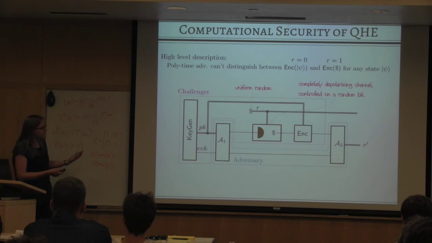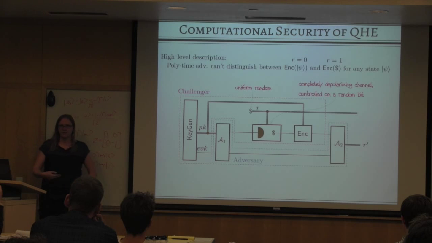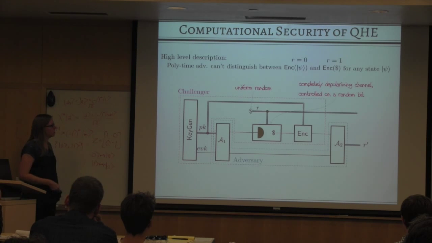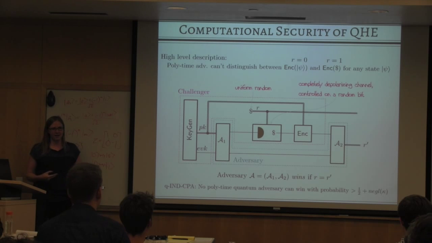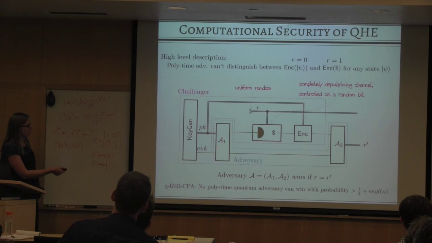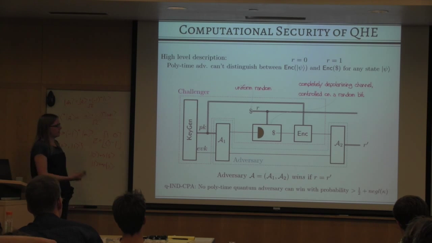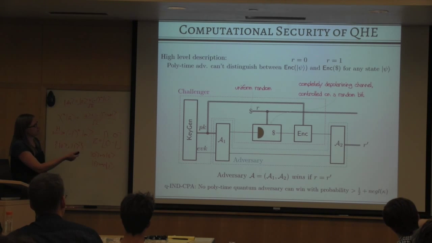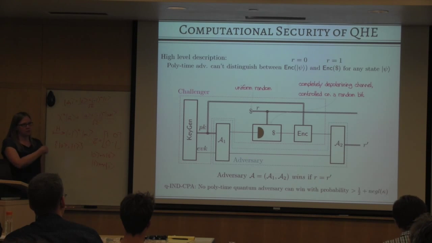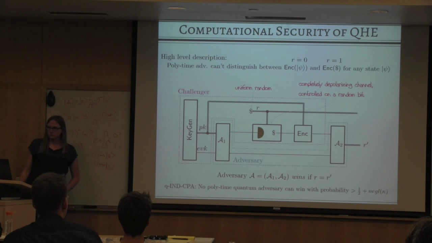So this should look very much like the classical indistinguishability under chosen plaintext attack, if you're familiar with that. Okay, so quantum indistinguishability under chosen plaintext attack is a security property that says there's no polynomial time adversary, where the adversary is described by whatever procedure happens here and whatever procedure happens here, that can win this game with non-negligible probability. That means that the adversary, given either an encryption of the state they chose or an encryption of a random bit, can really only guess which one they got.